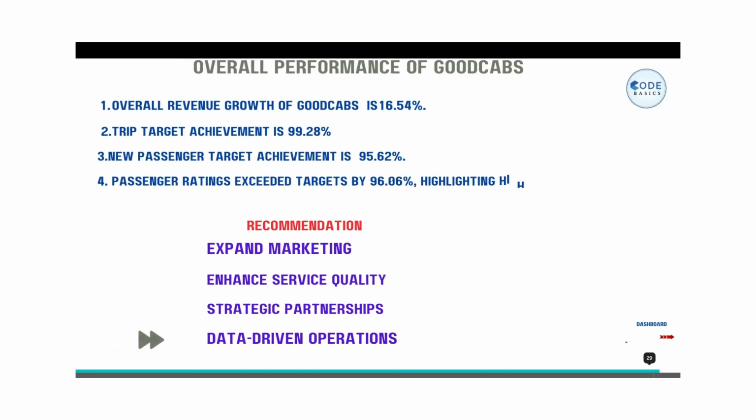Now, overall performance of Good Cabs: overall revenue growth is 16.54%. Trip target achievement is 99.28%. New passenger target achievement is 95.62%. And passenger rating exceeded targets by 96.06%, highlighting high customer satisfaction and service quality. Some recommendations from my side are expand marketing, enhance service quality, strategic partnerships, and data-driven operations.